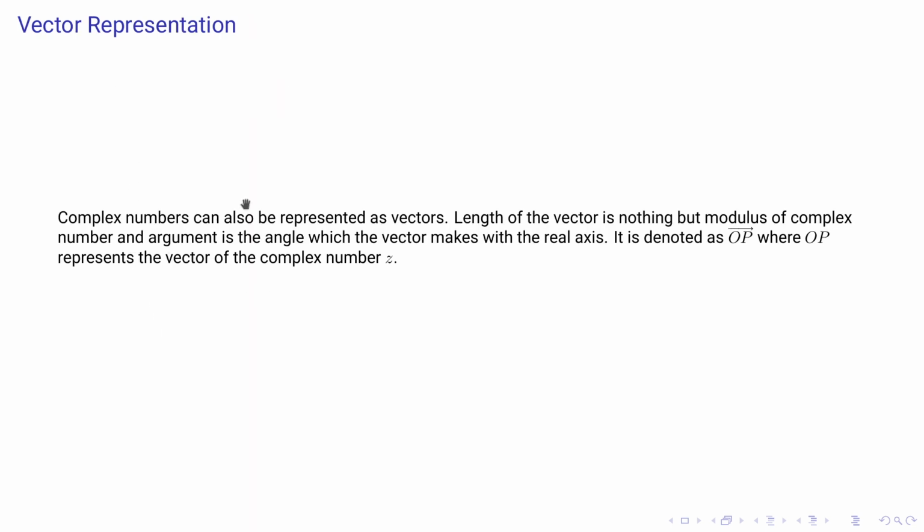Now we look at the vector representation of complex numbers. By vector representation, what we mean is the length is the modulus and the argument is the theta angle which it makes with the real axis. This is denoted as OP with a right arrow, and this OP represents the vector of the complex number Z. With this, I will come to the end of this video, and in further videos, we will deal more with the vector representation of complex numbers and more properties involved.